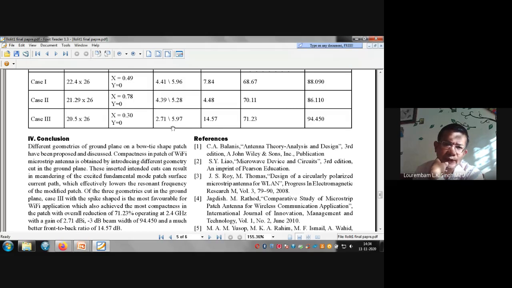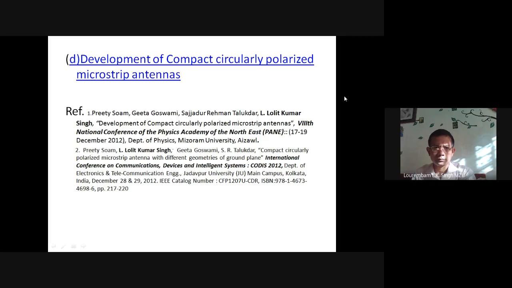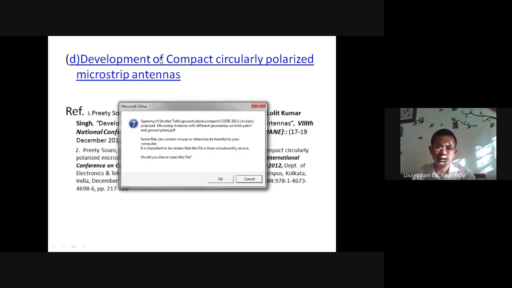and at the same time we did not have much gain. The reference gain was around 5.62, but it has gone down to 2.71 because the slits have been introduced on the ground plane. But at least 2.71 is a good gain for Wi-Fi kind of antennas for indoor applications and all those things. It is good and acceptable. One of the antennas also we have presented of similar types.